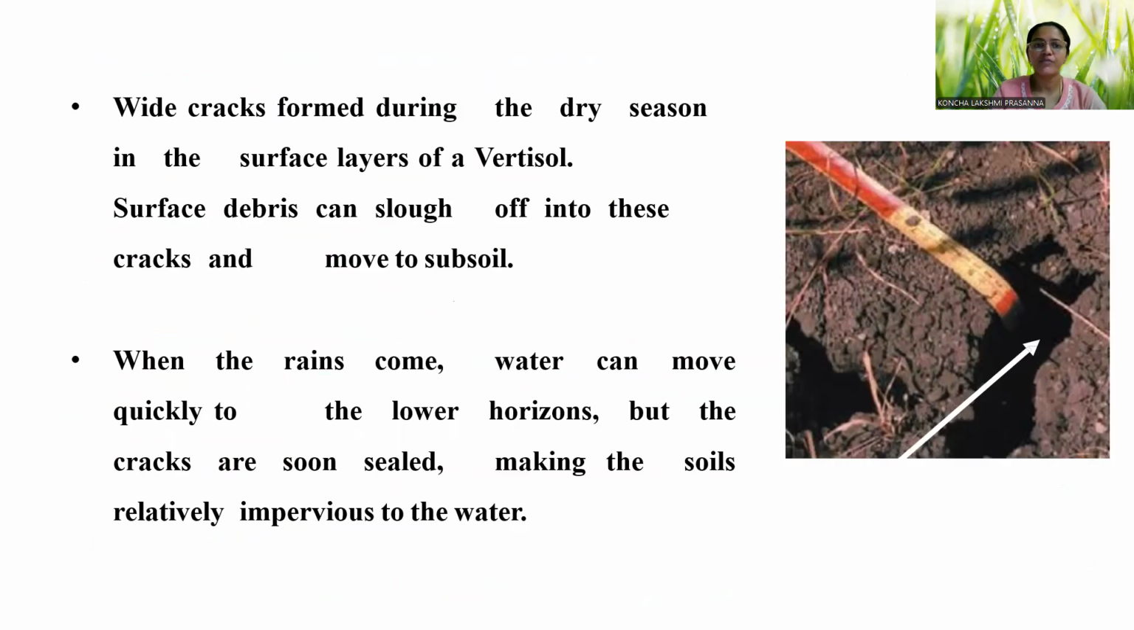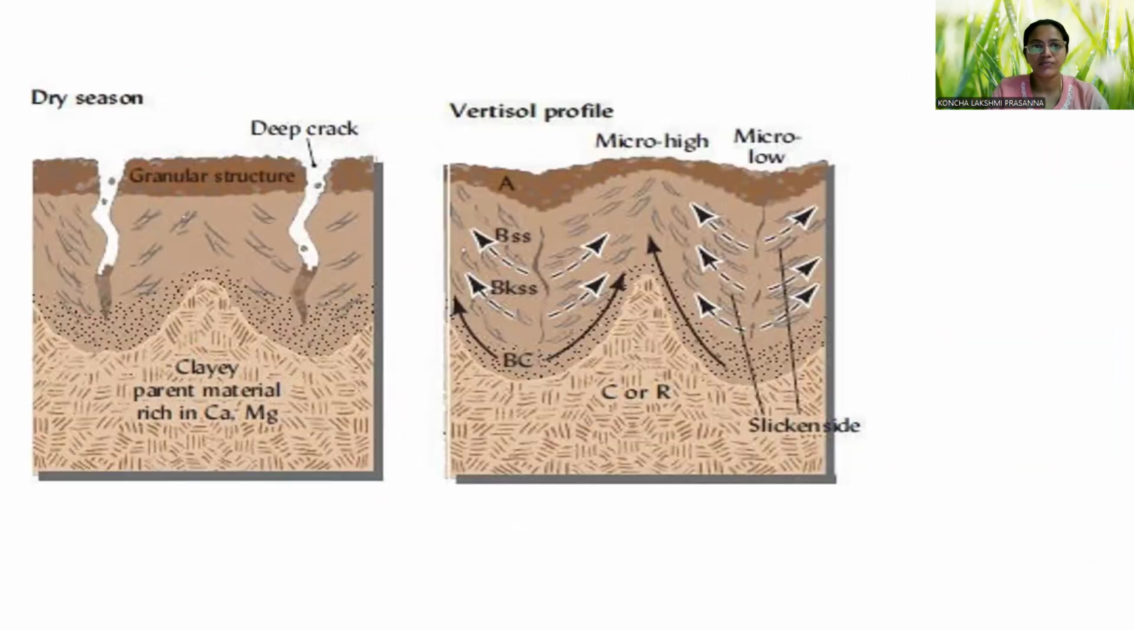Here there is formation of wide cracks, which are found during the dry season on the surface layer. Surface debris can slough off into these cracks and move into the soil. When the rain comes, water moves easily into these soil layers and seals the pores, thereby causing a drainage problem. Poor drainage leads to poor aeration, and thereby the seedlings are mostly affected in this particular soil order.